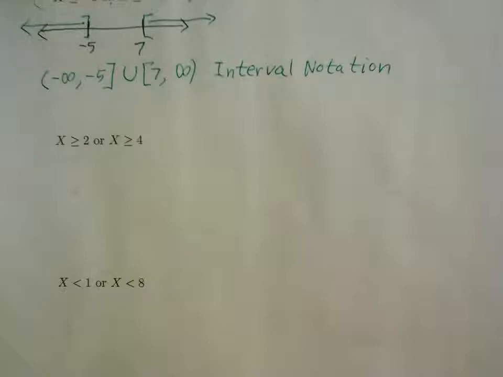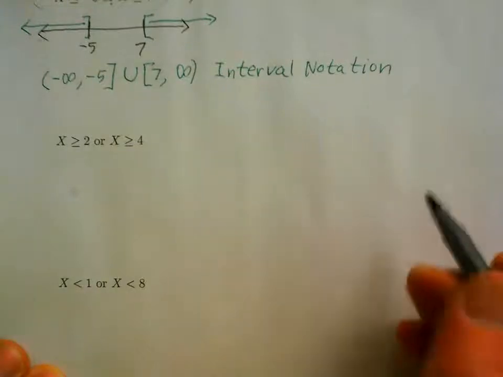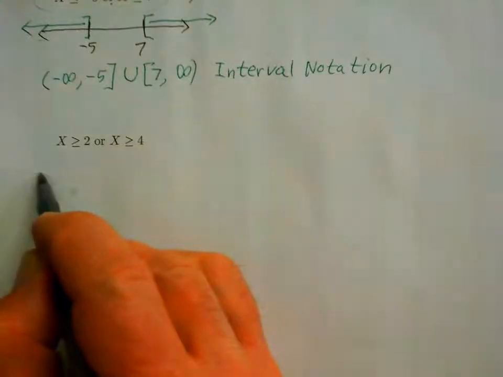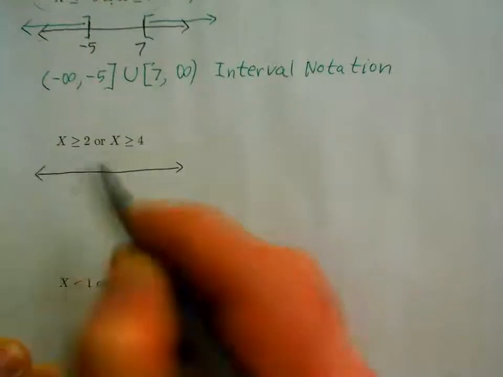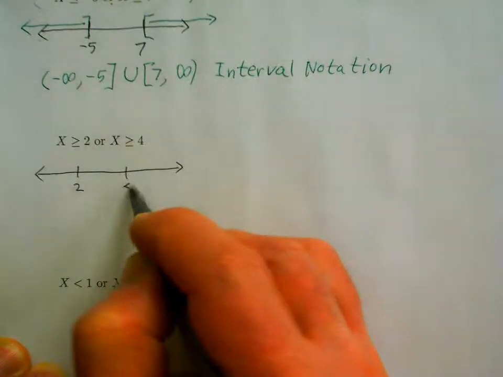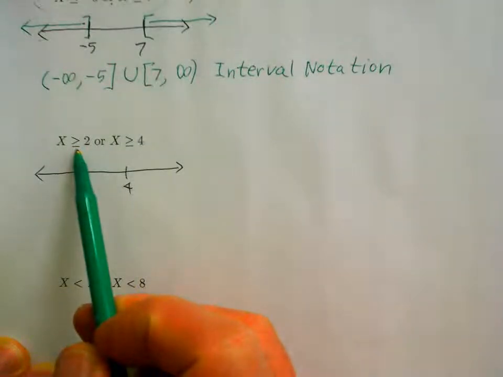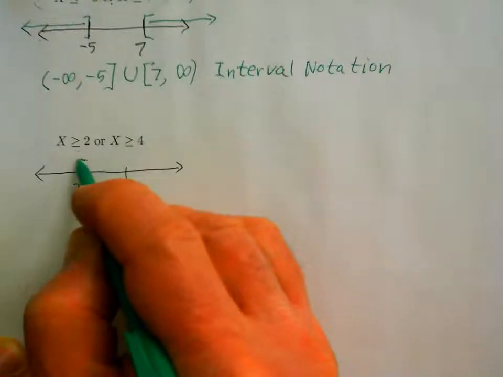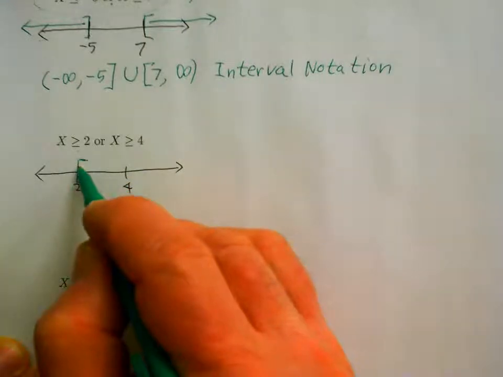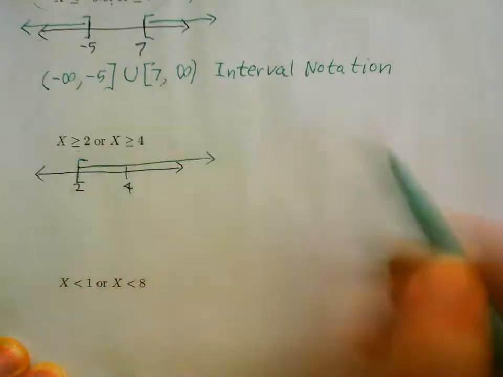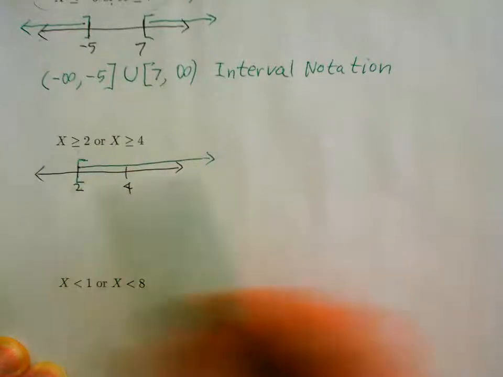As long as one of the conditions is satisfied, then the number is in that set. Well, we can graph it to see what we get. Plot the numbers 2 and 4. X is greater than or equal to 2. So those numbers start from 2, and then we go all of the numbers to the right. So from 2 to infinity.